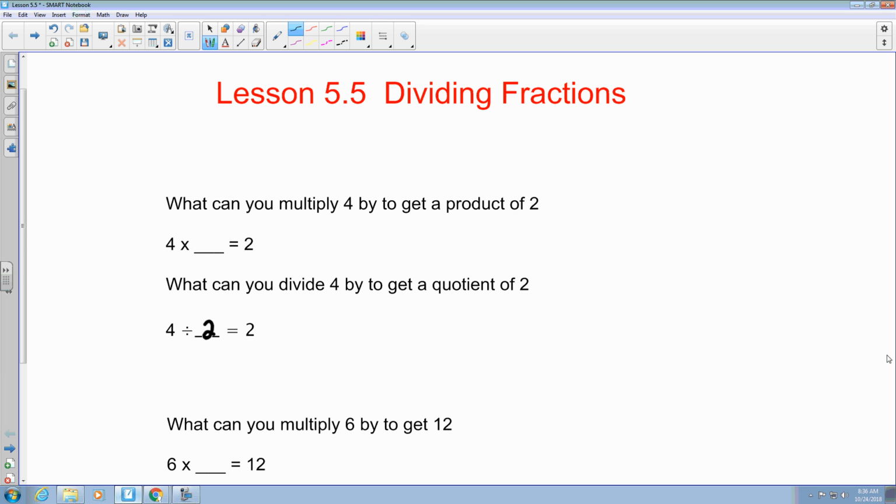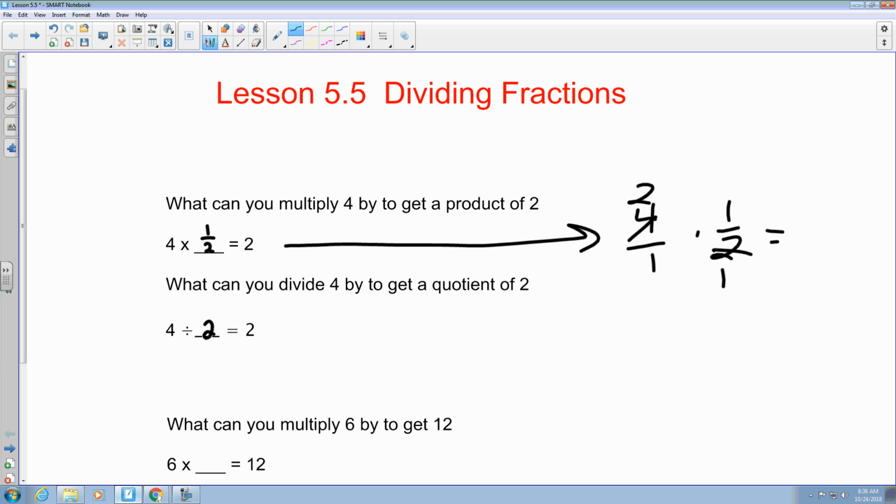And looking at what we're going to try to do today, 4 times 1/2 will give us a result of 2. So if we take 4, make it into a fraction, times it by 1/2 over here, we know that 4 and 2 can be reduced. This is going to be 1. This is going to be 2. 2 times 1 is 2 over 1, which equals 2. Makes sense.